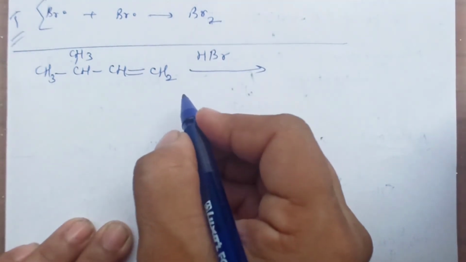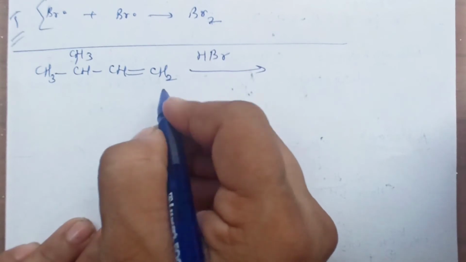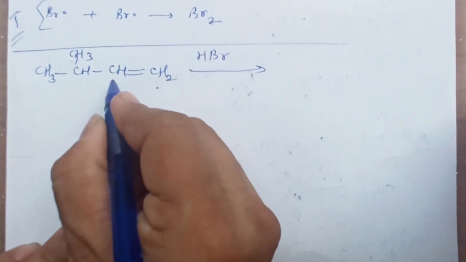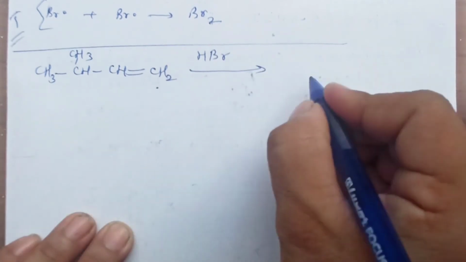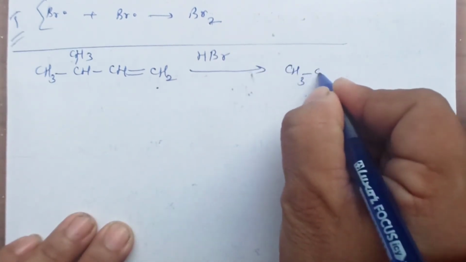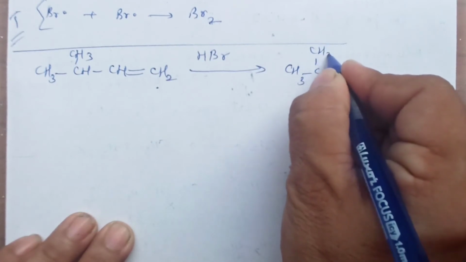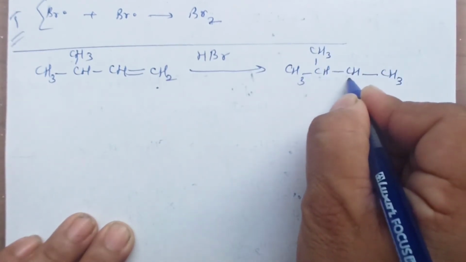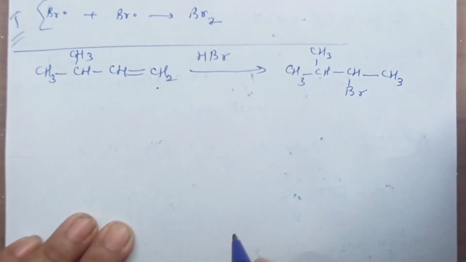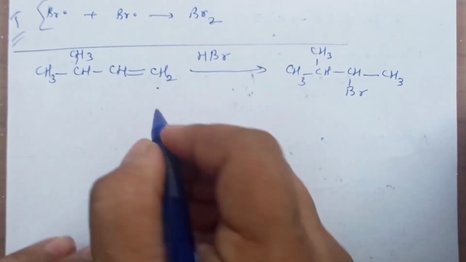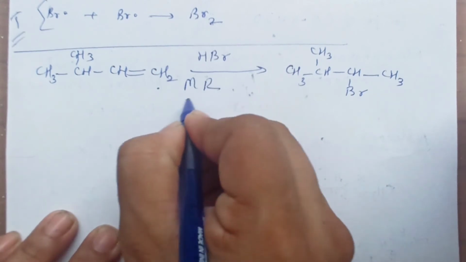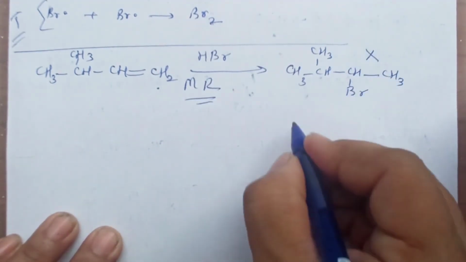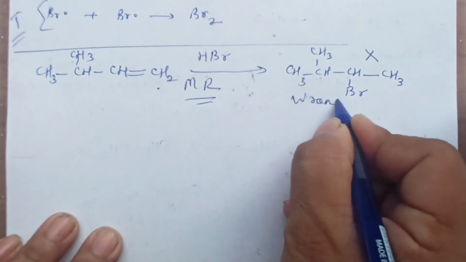So if we are adding as per Markovnikov's rule, what product are we likely to write? H adds, and the negative part attacks the carbon atom having less number of hydrogens. So we would be writing the product as CH, single bond, CH3, and we will be writing Br here. This is according to Markovnikov's rule, but this will be a wrong answer.